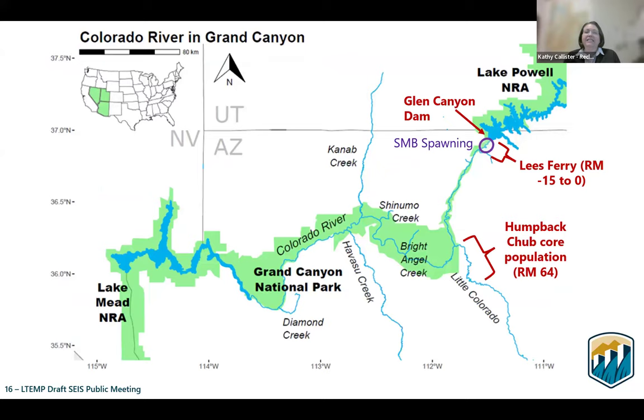All right. This map is also familiar to many folks. This is just an overview of the area we're looking at. If you see up in the upper right, you'll see Glen Canyon Dam is indicated with an arrow. Right below that is the Lee's Ferry Reach. And that purple oval is showing where we're seeing the smallmouth bass spawning taking place. Also on this map, down at the confluence with the Little Colorado, is the core population of humpback chub that we are concerned about.